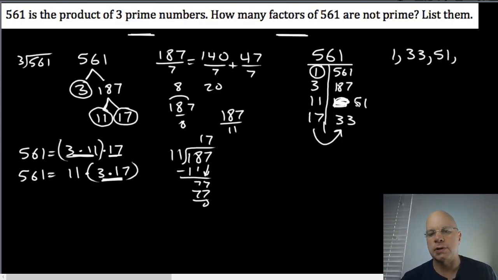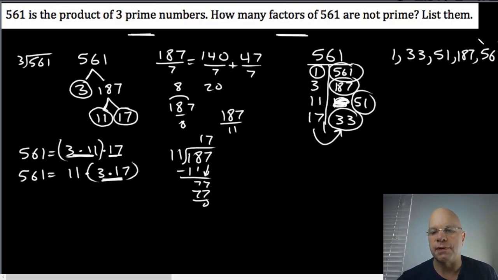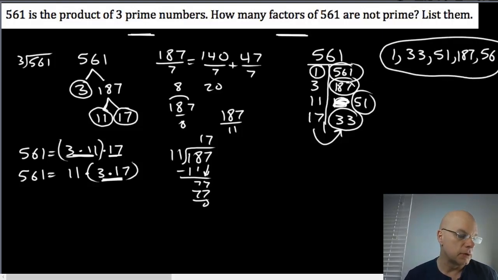Did I do that right? Yes. 187 is not prime because we see it's semi-prime. It's 11 multiplied by 17. So 187 would be on the list. And of course, I should be circling these to be consistent. 561, of course, is not prime because we found many factors of 561 other than 1 and itself. So there's the list.